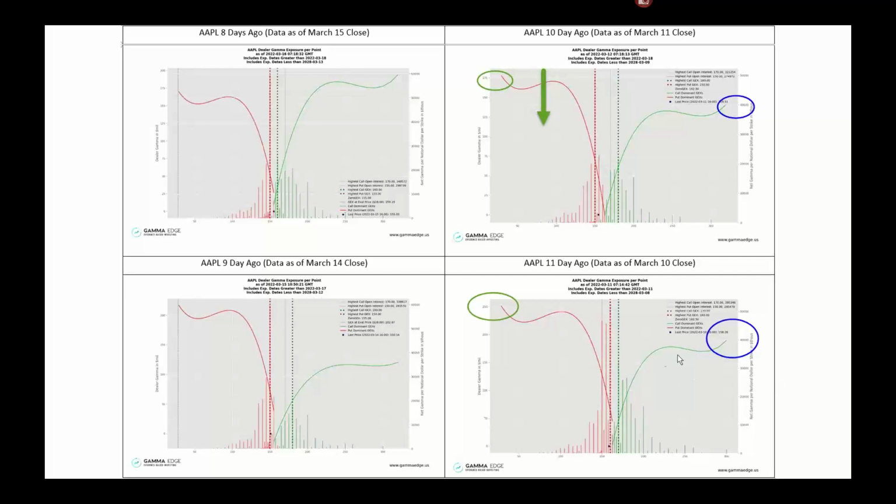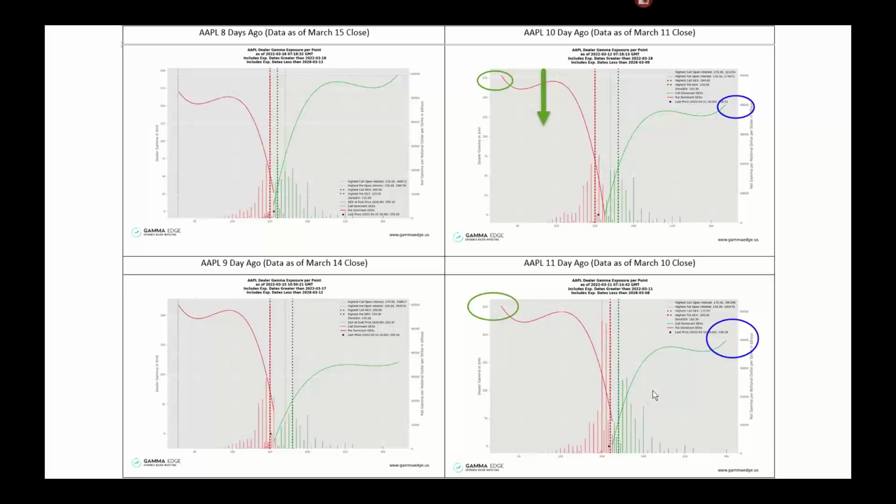What you're looking at here is Apple as of the March 10th close, and you can see the overall net gamma condition. The red wing is bigger than the green wing. What that effectively means is that we have more short-term negative gamma within the structure than positive gamma. It doesn't necessarily become actionable at that point. It's a descriptor. It tells us the overall state of Apple at that day.